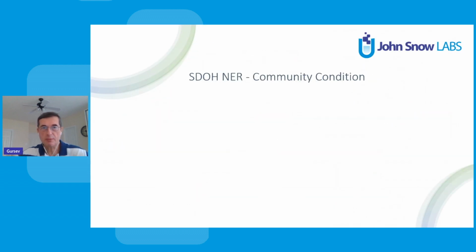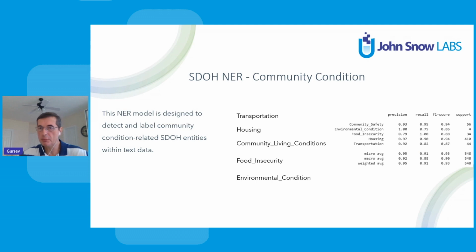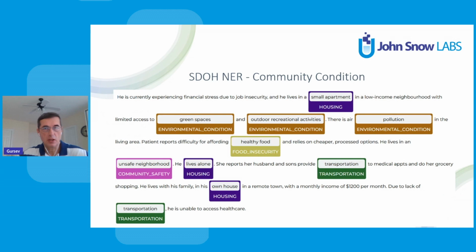So the next one is about the community condition. This model will extract the entities as shown on the screen: transportation, housing, community living conditions, food insecurity, and environmental condition. Again, the metrics say that this model is working quite well. And again, a different text here. What you see here is that this model extracted very important entities.